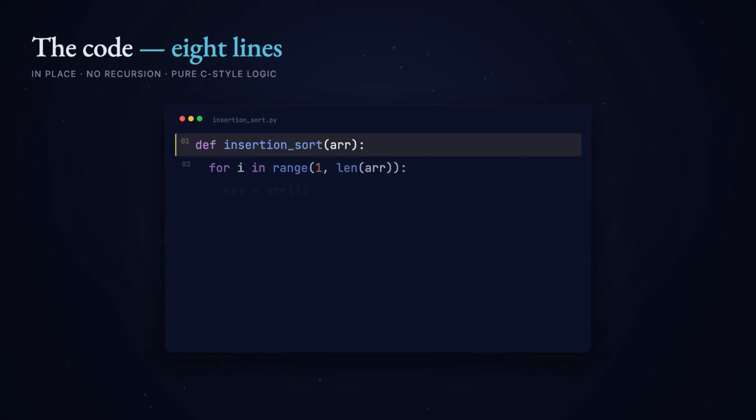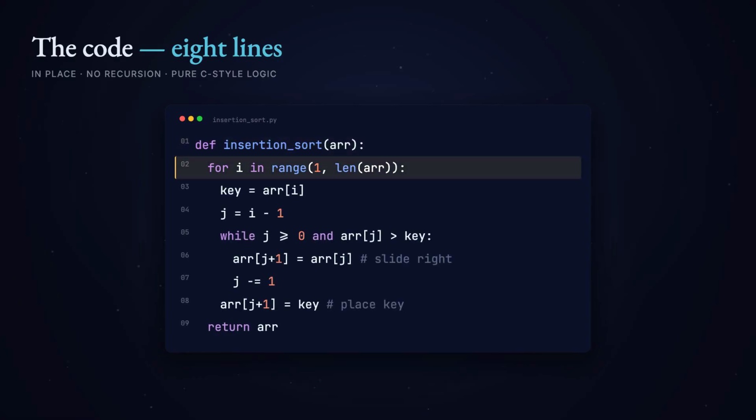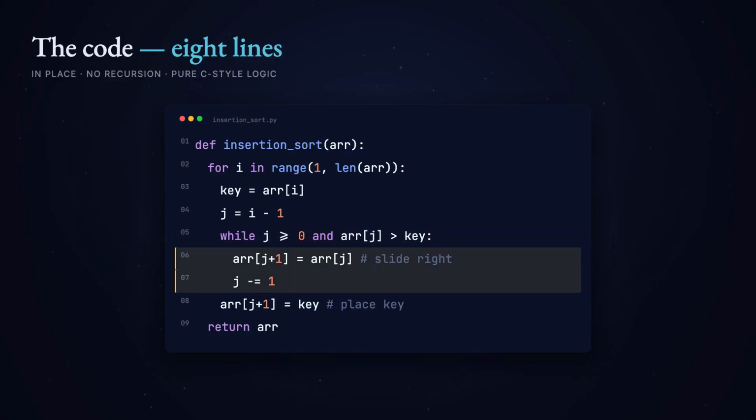Here it is in code. 2 loops. The outer loop walks across the array. The inner loop slides elements rightward until the key finds its home. Notice, no extra arrays, no recursion, just shifts in place. 8 lines. That's the whole algorithm.